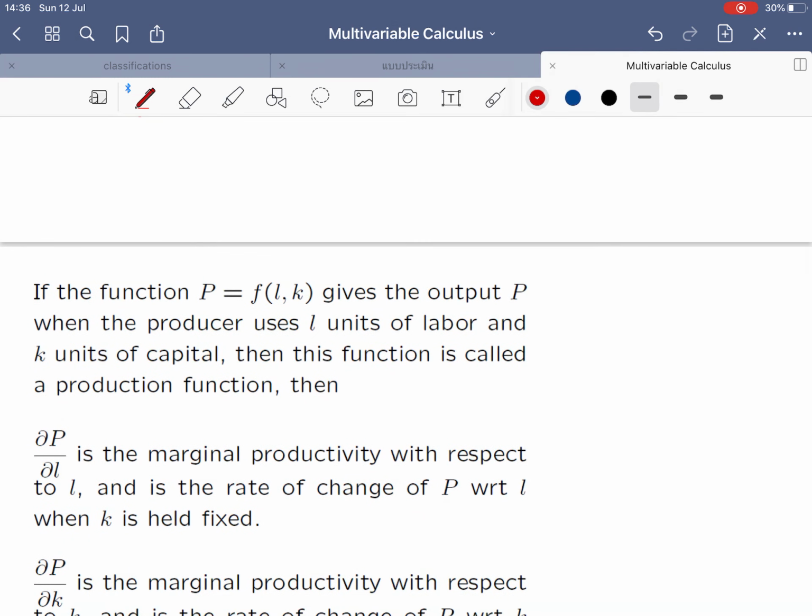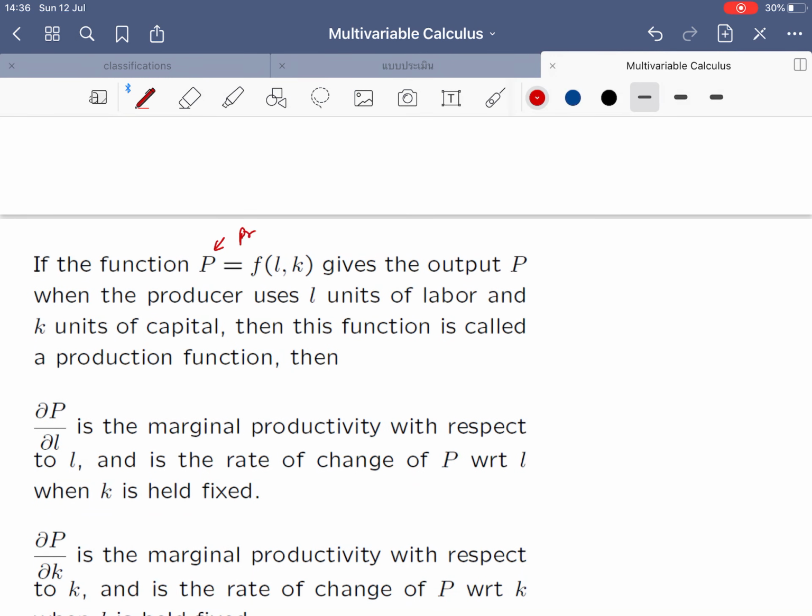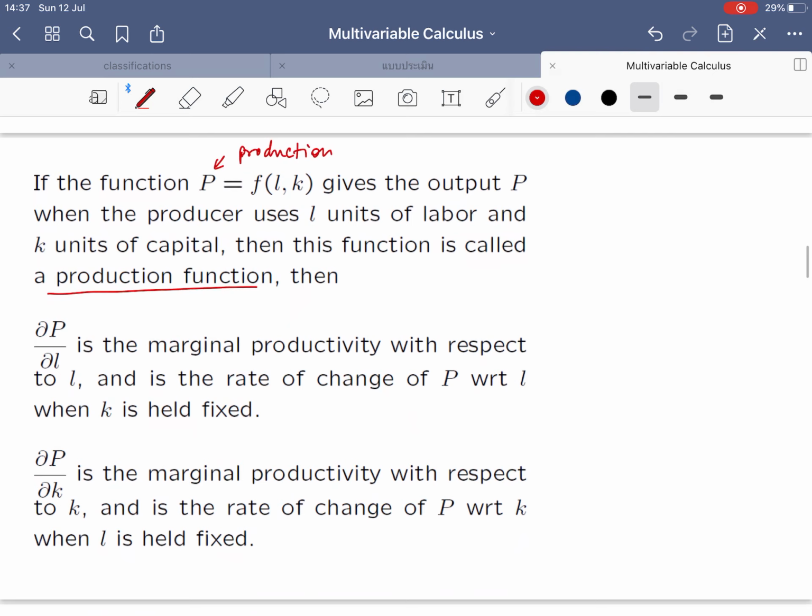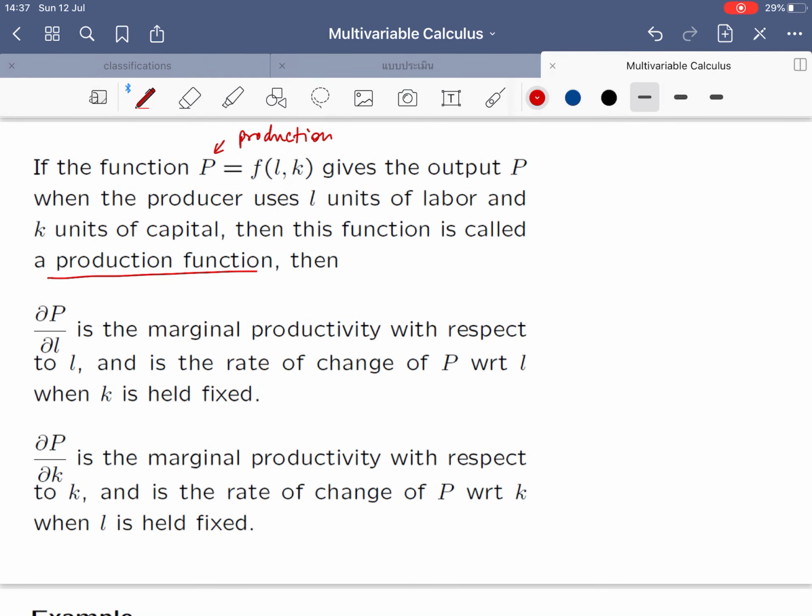So if a production function P depends on L and K, it gives the output P when the producer uses L units of labor and K units of capital. This function is called, as I told you, a production function. So to find a derivative of this production with respect to labor L is a marginal productivity with respect to L, of course. And this one is the rate of change of a production with respect to labor L when your capital is fixed.